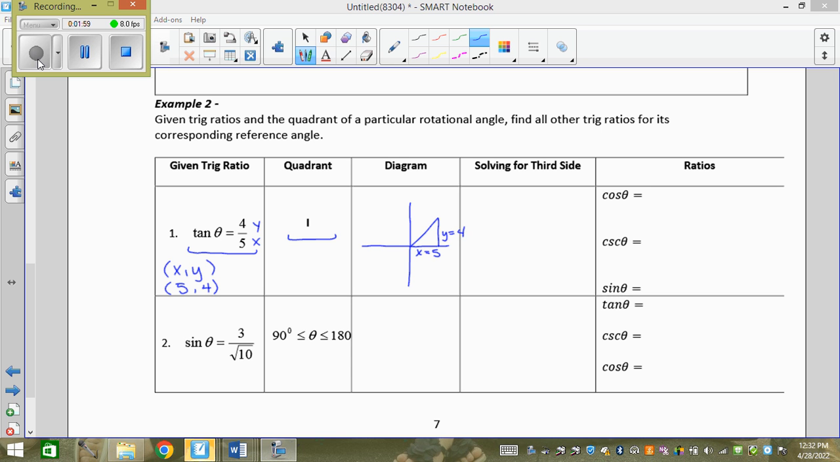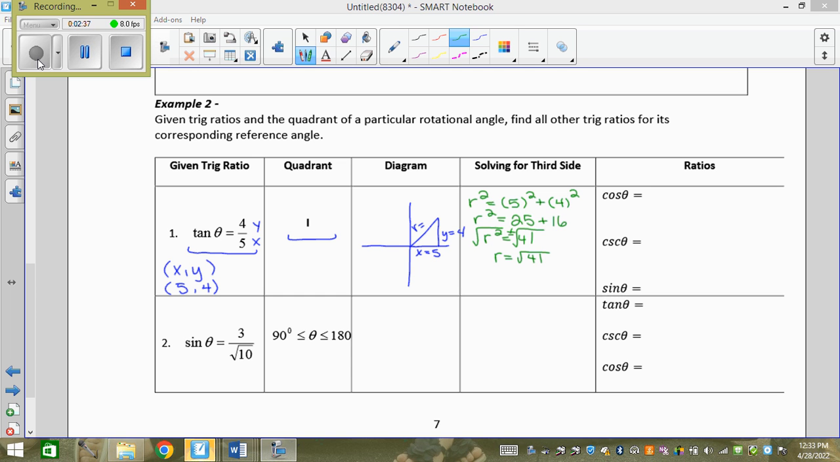We need to find r, and r is always what? Starts with a P. Rhymes with positive. Positive. Okay. So r is always positive. So we have to find the third side. So we're going to do r squared equals 5 squared plus 4 squared. R squared equals 25 plus 16. R squared equals 41. And then I take the square root and I put plus or minus to prove a point, but it has to be positive root 41.